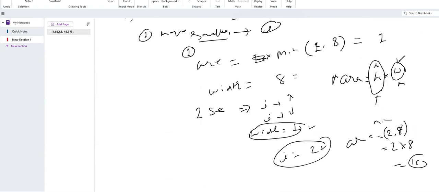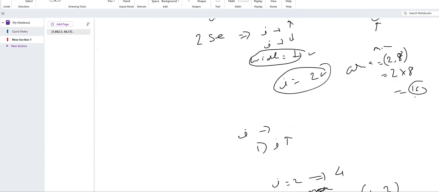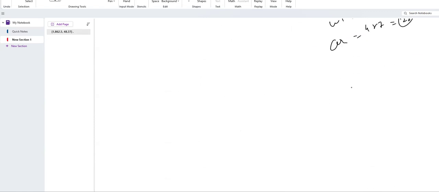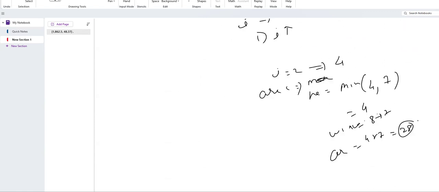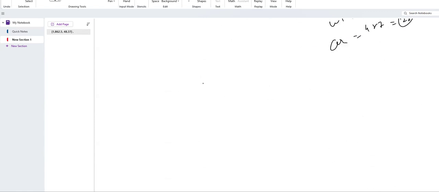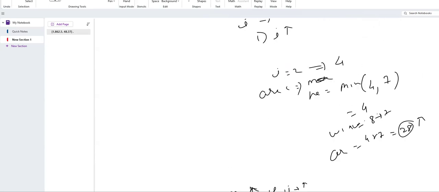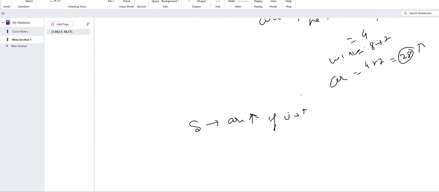What was our previous area? Our previous area was 16, right? So now we know that our area got increased. So if you're moving a smaller element inward, then our area is going to increase if the value of I is increasing, right? So one of the chances can be that if you're moving the smaller value inward, the area is going to increase, which is a good case.